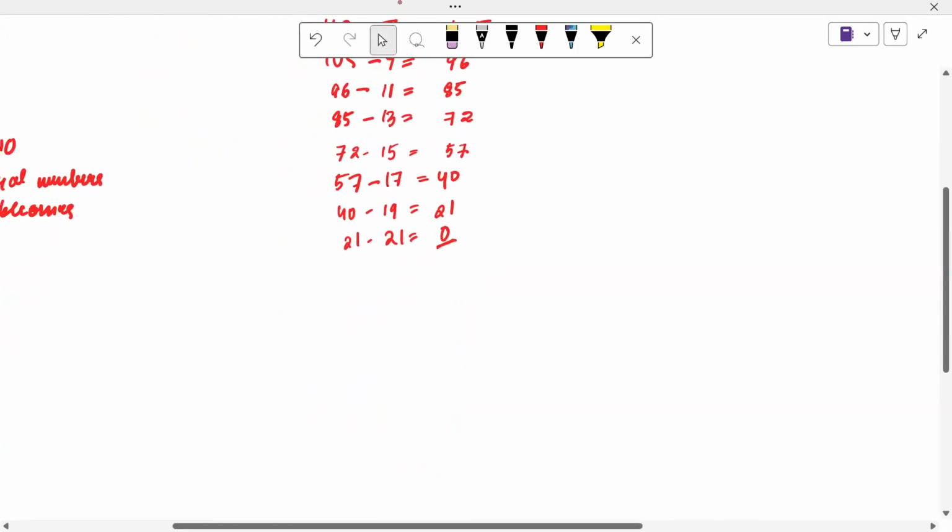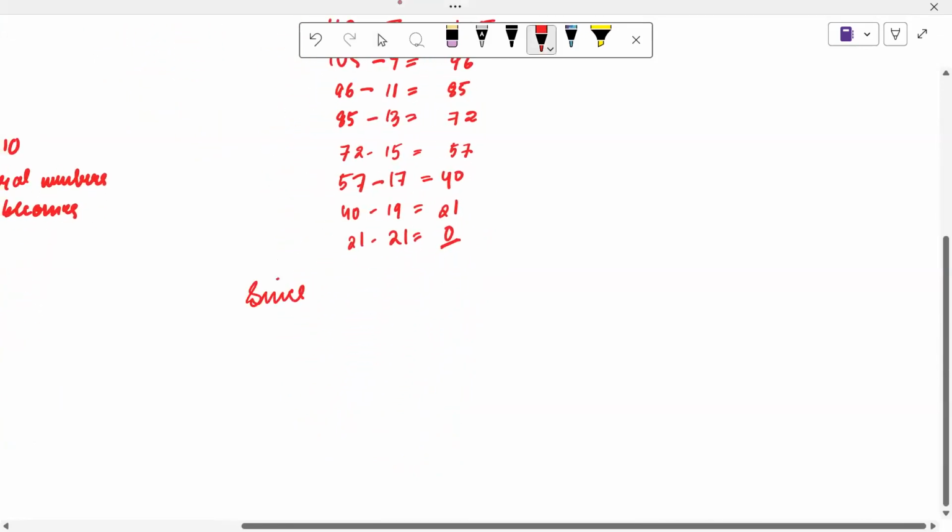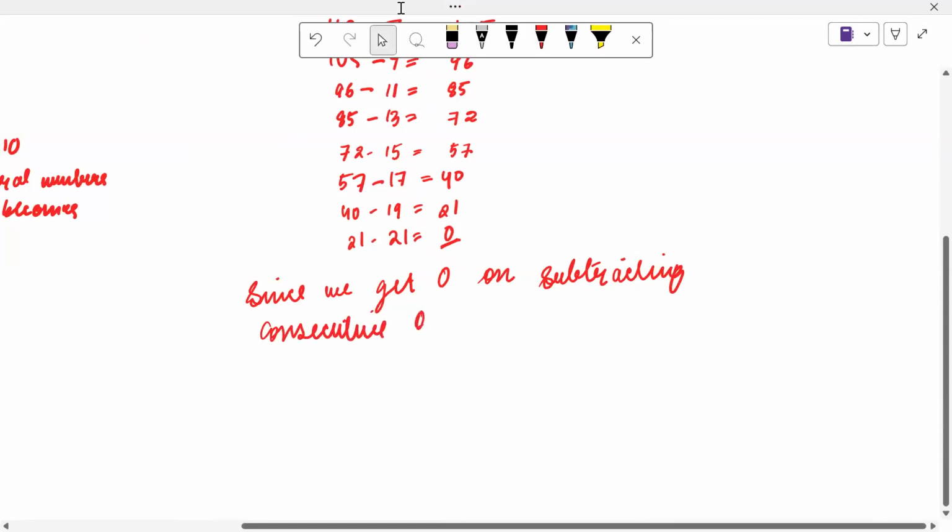So you can write, since we get 0 on subtracting consecutive odd numbers from 121, hence it is a perfect square.